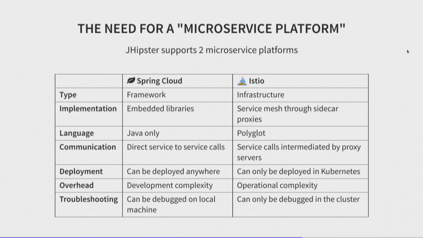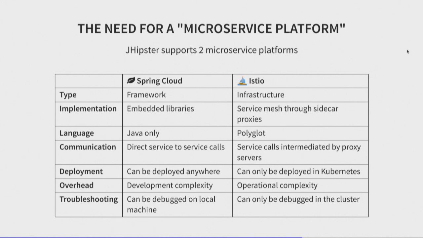So to achieve this, we think you need a microservice platform, and that's why JHipster supports two microservice platforms. The first one that we historically support is Spring Cloud. Spring Cloud is a framework-based platform, which is actually an extension of Spring Boot. It's implemented as embedded libraries in your apps, and those libraries provide the interceptors to implement things like circuit breakers and service discovery inside your application. And of course, it has some limitations. It supports only Java.